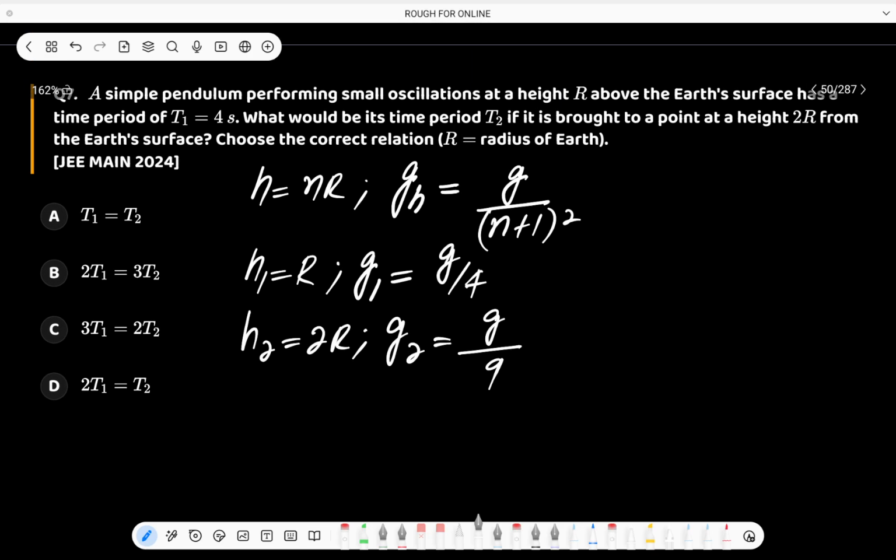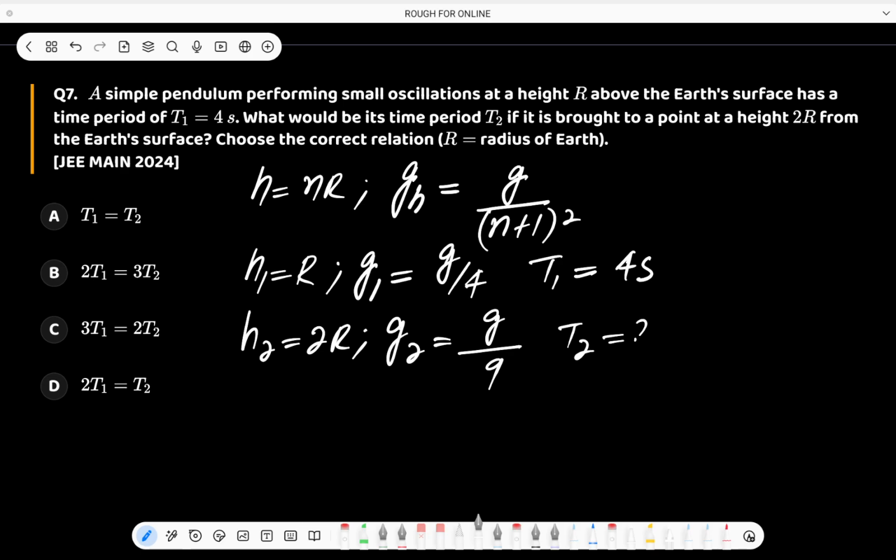Now the question is this: if the time period of the simple pendulum at height h1 is t1, and the time period at some height h2 is t2, we will have to find the relation between t1 and t2.